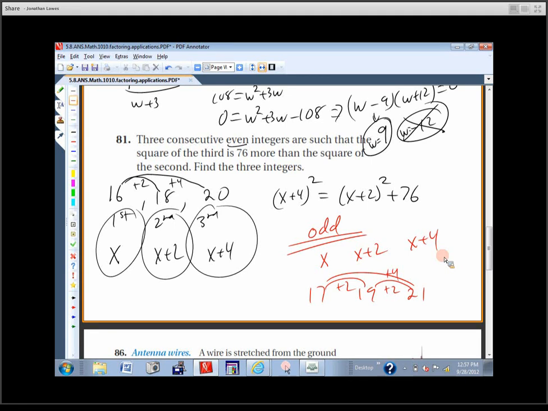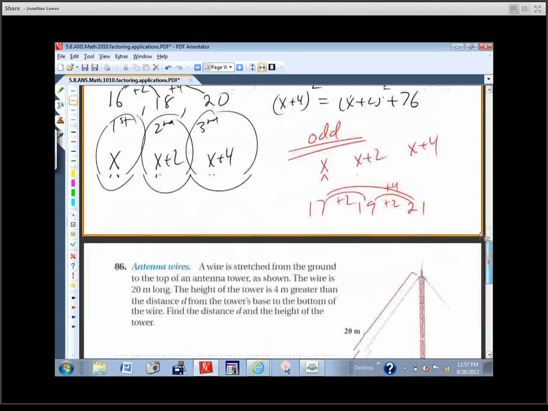Okay? What if they just said consecutive integers? Say x, 9, 10, 11, 12. X, how do you get to the next integer? Plus 1. Add 1. Add one more. Add one more. So it would be x, x plus 1, x plus 2, x plus 3, whatever. Okay, got that? Okay.